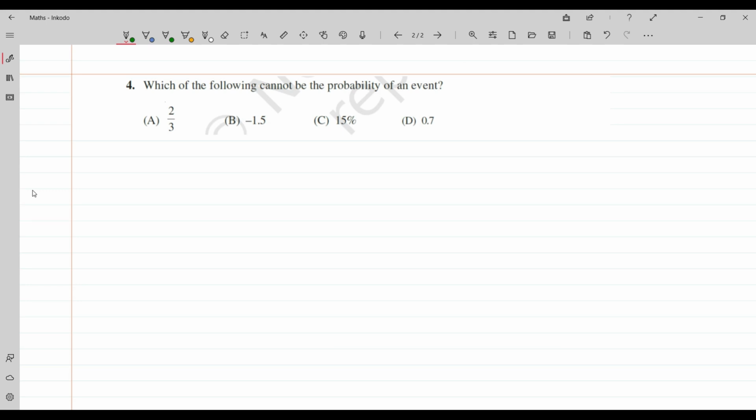Which of the following cannot be the probability of any event? So option B is the right answer, because the probability of any event lies between 0 and 1. If you write mathematically, P of E lies between 0 and 1. If P of E equals 0, that is called an impossible event. And if P of E equals 1, that is called a sure event. So from this, we can say that P of E always lies between 0 and 1, and it can never be negative. Now let's see question number 5.